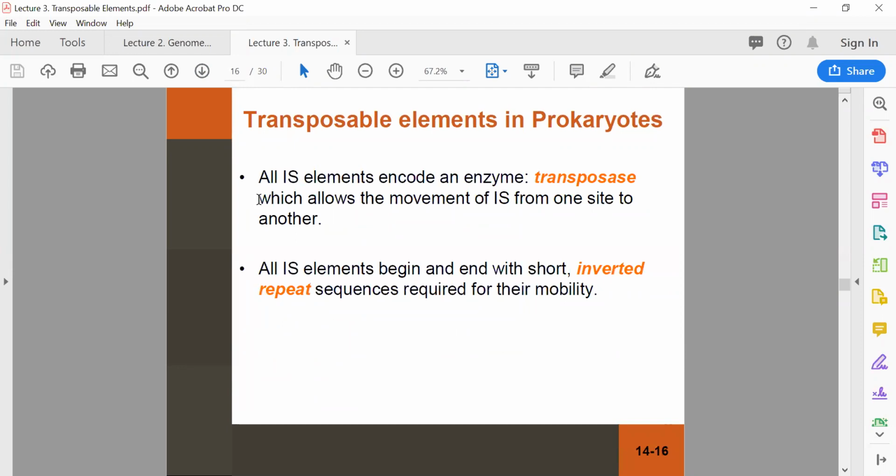All right, so all of these IS elements encode an enzyme called the transposase enzyme. And this is the enzyme which allows the movement of the IS element from one site to another within the genome. All IS elements also begin and end with short inverted repeat sequences that are actually required for their mobility. So even though they eventually found several different types of IS elements in the E. coli genome, they all share these features that are described on this slide.